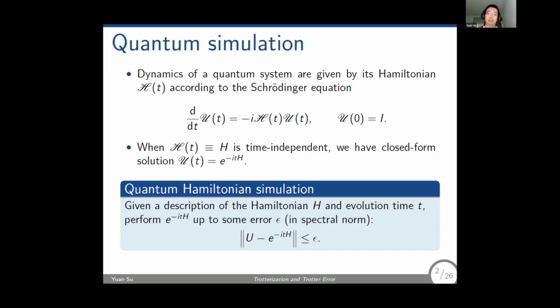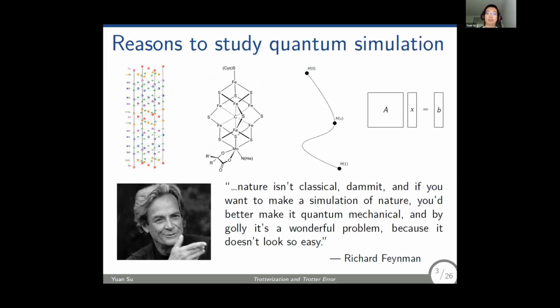On the other hand, if we happen to have an efficient solution of this problem, it could have applications in many areas, such as in physics, in chemistry, or even in designing quantum algorithms themselves. And actually, this problem of quantum simulation is one of the original motivations for Feynman to propose the idea of a quantum computer.